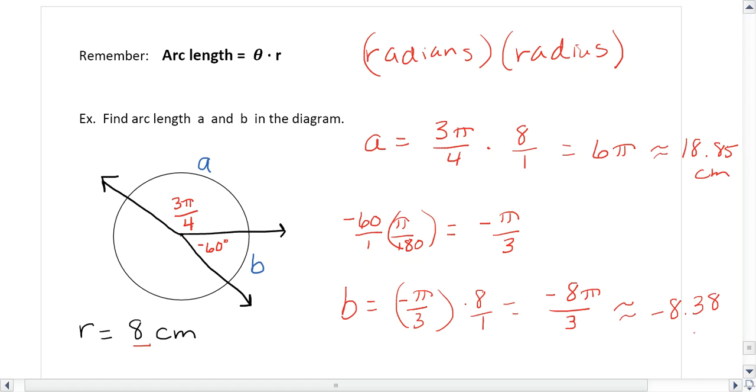8.38 centimeters. Now, the negative sign has a different meaning in this context because the negative 8 centimeter arc length is coming down from the initial side. It doesn't mean that the measurement is negative because we know that's not possible. So we have to take this negative sign in the context given.